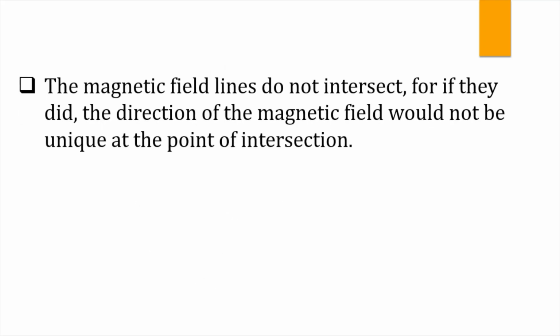The magnetic field lines do not intersect each other. Remember, you might have come across this concept in chapter 1, that electric field lines do not intersect each other, because if two electric field lines or two magnetic field lines intersect, then at the point of intersection you can draw two different tangents which will show two different directions at the same point, which is not possible, right? So magnetic field lines or electric field lines do not intersect each other.